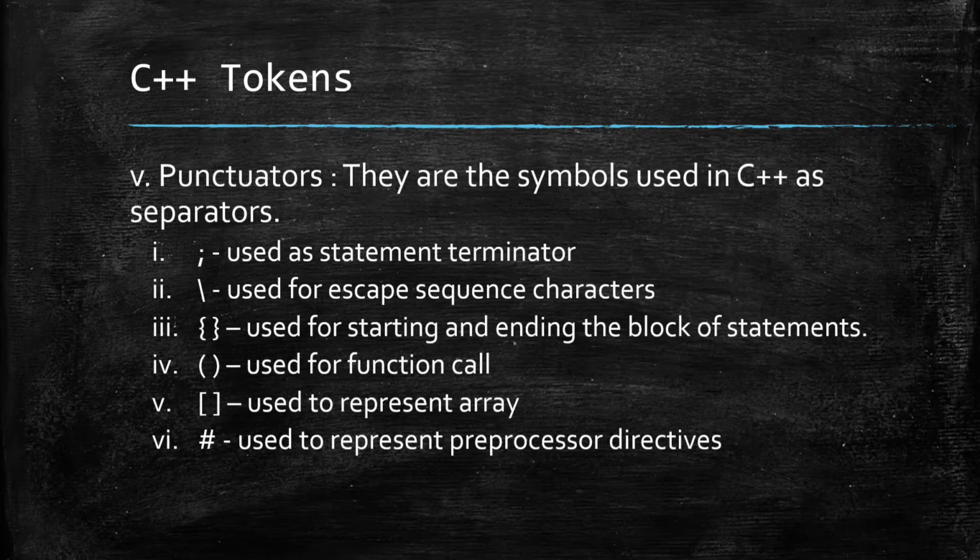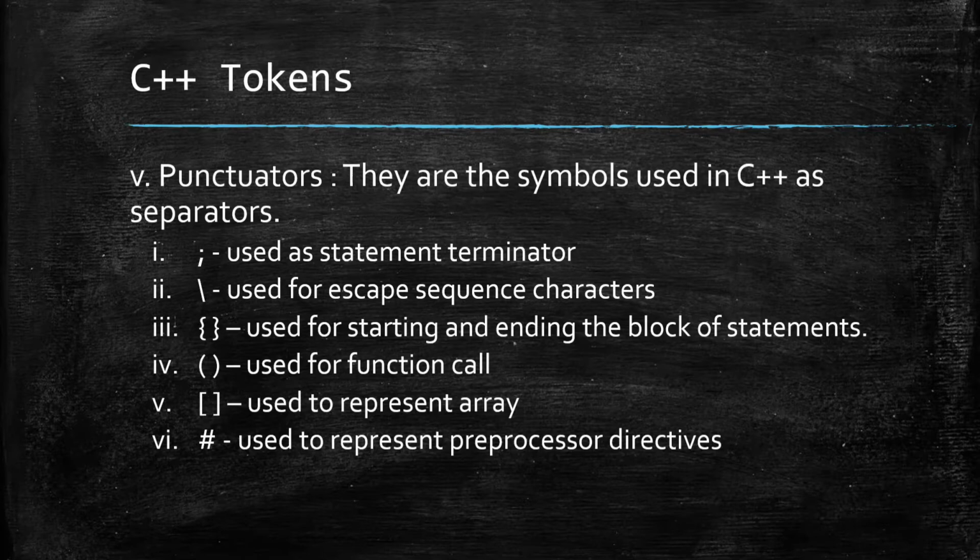Next, punctuators. So what are punctuators? They are the symbols used in C++ as separators. They are the symbols which are used in C++ language programming. They are used as separators. Fine. So some of the basic punctuators are given here, like your semicolon.